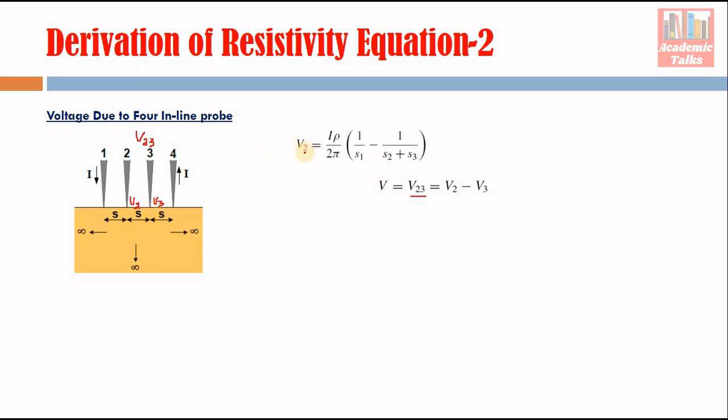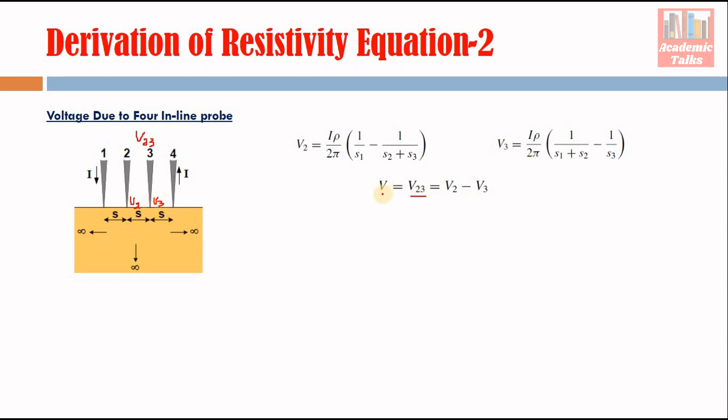Now you know that V2, the potential here because of this first probe and second probe, will be given something like this. In the earlier slide you have seen that potential has the parameter 1 by R1 minus 1 by R2, where R1 was the distance from the first current probe and R2 was the distance from the second current probe. So here R1 is actually S1 and R2 is S2 plus S3, right? Like this. So we have written the equation for V2. In the same way we can write the equation for V3. V3 is the potential at this point.